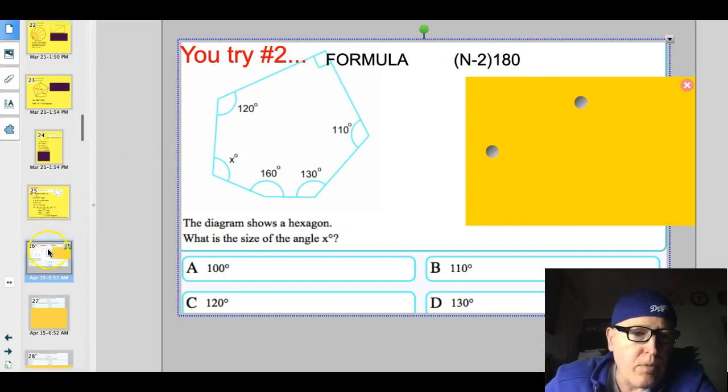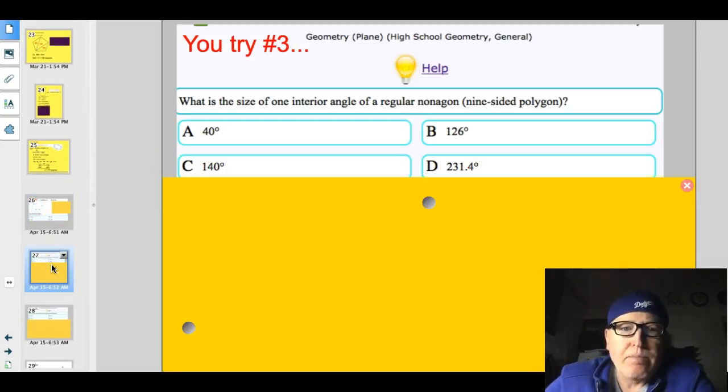All right, let's keep moving. You try number 3. Go ahead. What is the size of one interior angle on a nonagon, a 9-sided polygon? This is a regular nonagon, so all sides and angles are the same. See if you can figure it out.